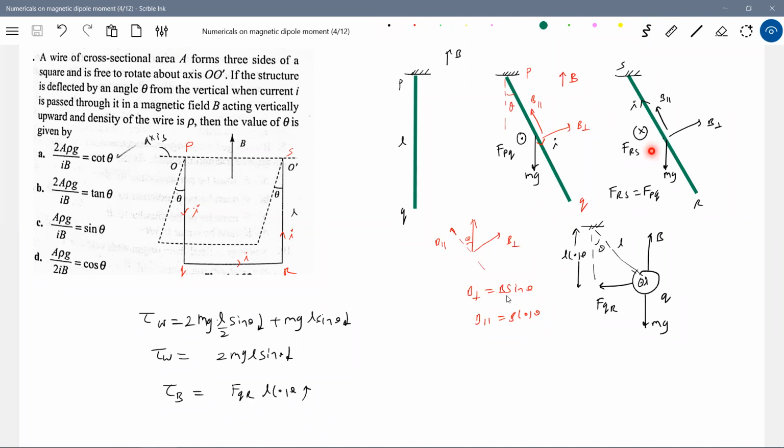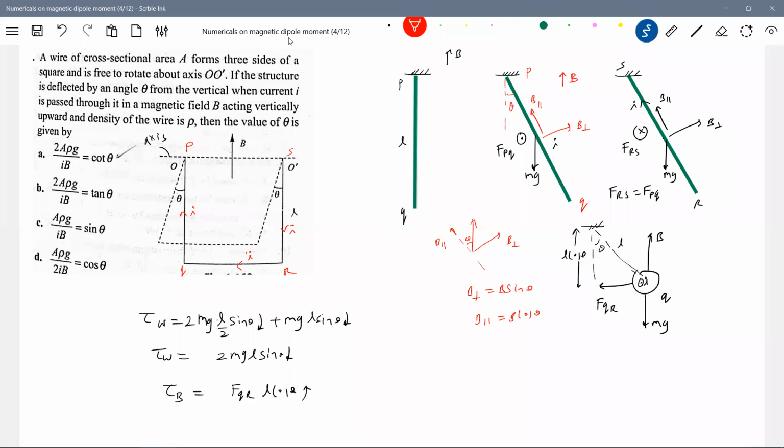I think the direction of current I should assume in the opposite way. Yeah, let me check it. So this is mg, torque will be like this, clockwise. This torque also clockwise. We should get anti-clockwise. No, I should change the direction of current. Okay, we'll change the direction of current. All things will change. Only the sense of torque will be different.